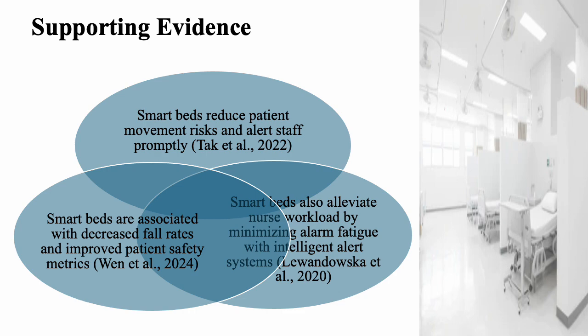Smart bed technology offers significant benefits in acute care settings by continuously monitoring patient movement and promptly alerting nursing staff when fall risk increases, which reduces patient movement-related incidents. Additionally, these beds help alleviate nurse workload and reduce alarm fatigue by using intelligent alert systems that limit unnecessary alarms, improving nurse response efficiency. Evidence from Wen 2024 indicates that hospitals implementing integrated IoT smart bed systems experience significant reduction in fall rates and enhancement in overall patient safety.